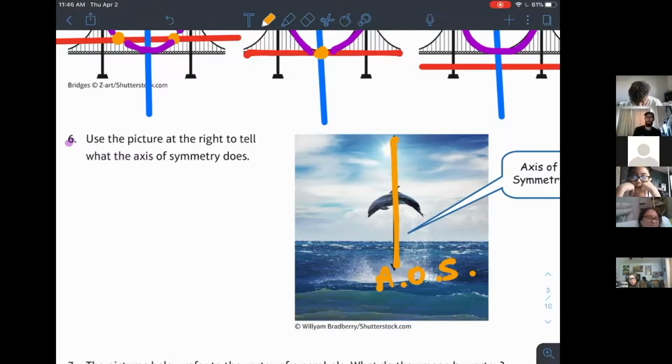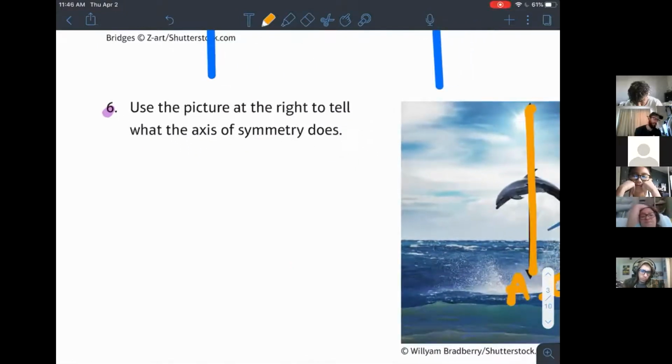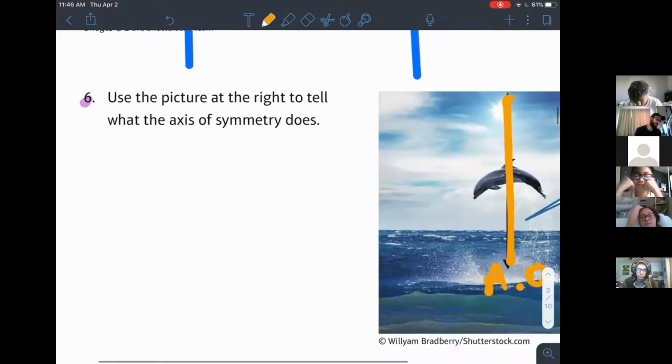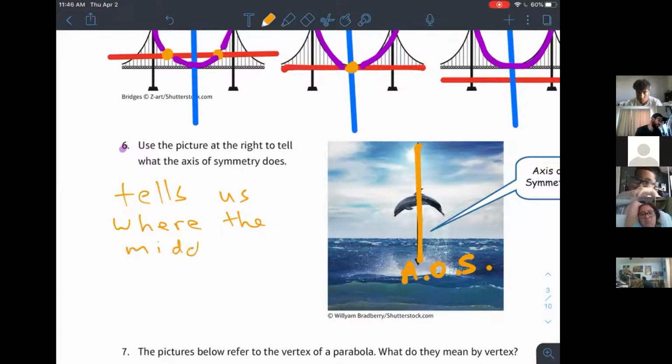Yeah, good call, Francis. It basically cuts the dolphin in half, so we'll give you a little bit more morbid, because we don't want to cut dolphins in half. But it tells us where the middle is, also where the vertex is. It cuts it into 2 equal halves.